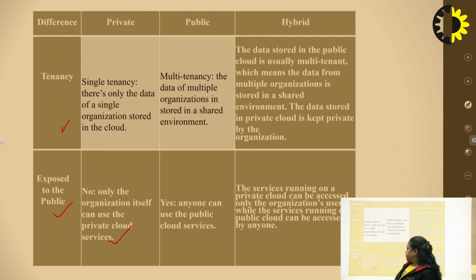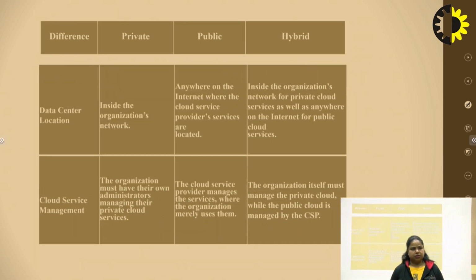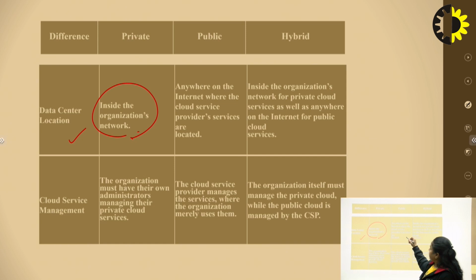Exposed to the public? No. Private clouds can never be exposed to the public. For hybrid, it can be yes. In this case, the part which is easily accessible is exposed to the public, and the rest is kept confidential. Now next we are talking about the data center location. In the case of private, everything is inside the organization. In the case of public, it is available on the internet; anybody can access and use it. In the hybrid cloud, the data center is inside the organization for the private part, and on the internet for public access.